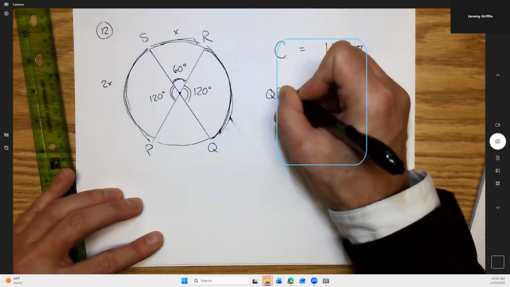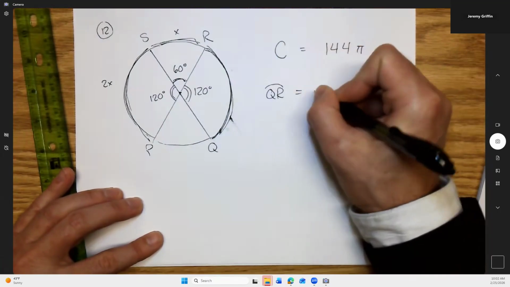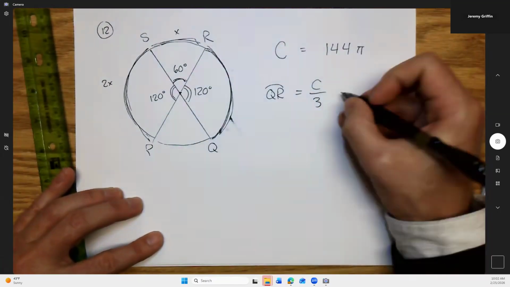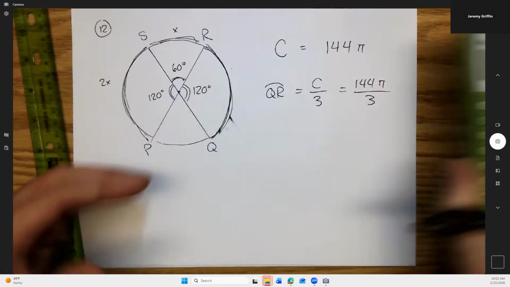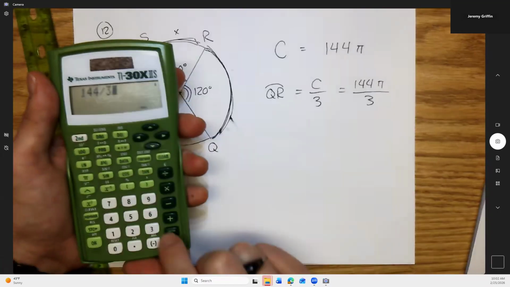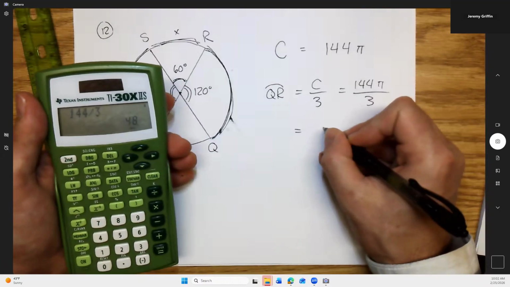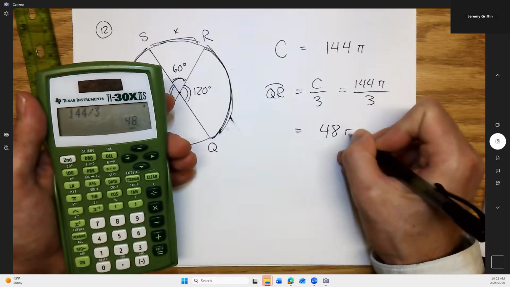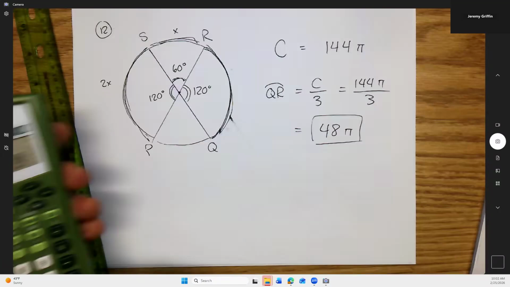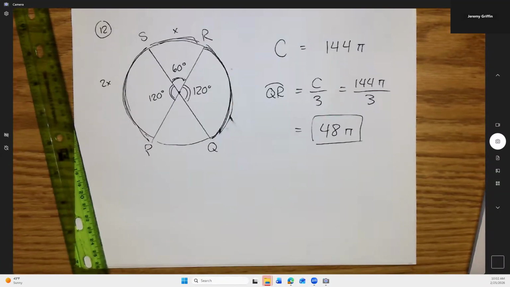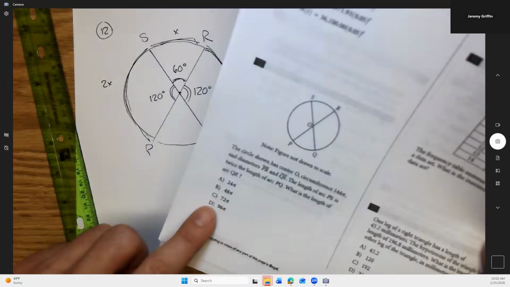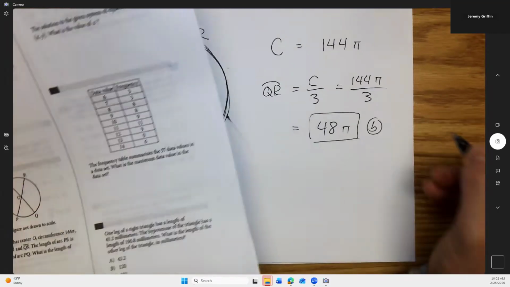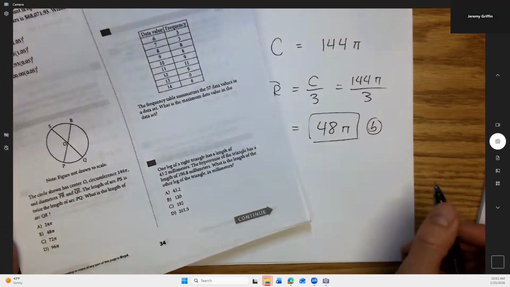So QR is equal to circumference over 3, which is 144 pi over 3. What is that? That looks like 48 pi. I think the answer should be 48 pi. Do you guys think? Because it's a third of the circle. That looks like option B. 12 is B. You guys got 12 is B?